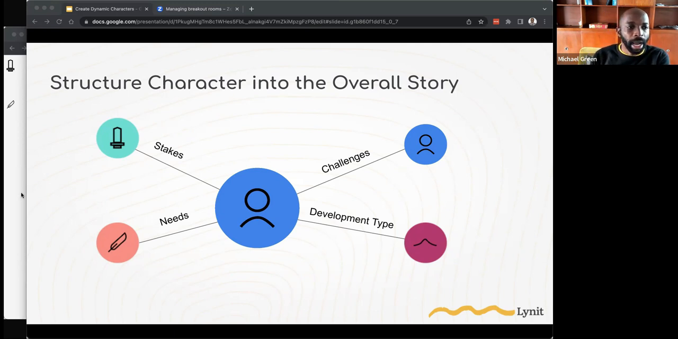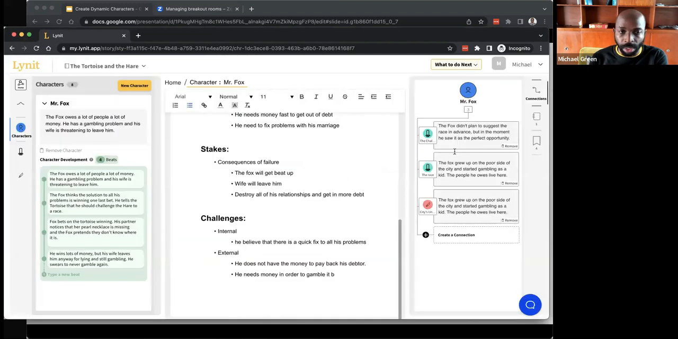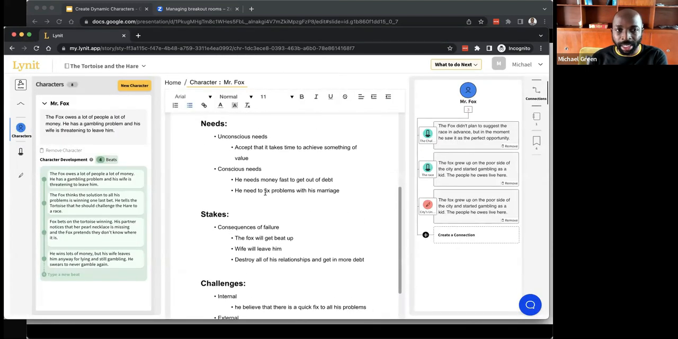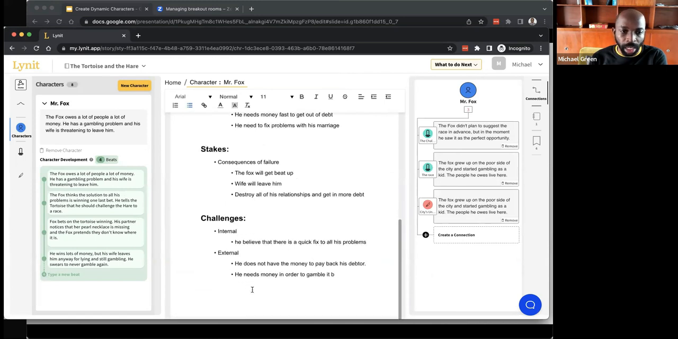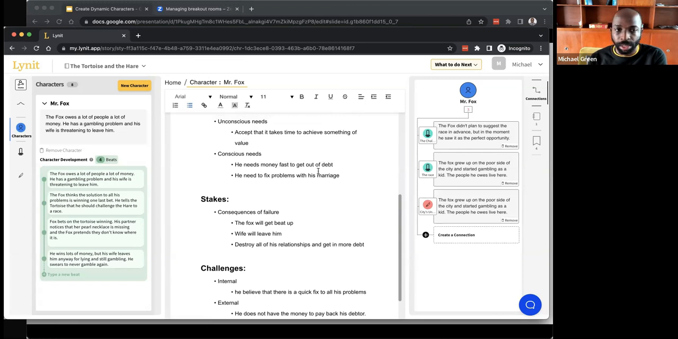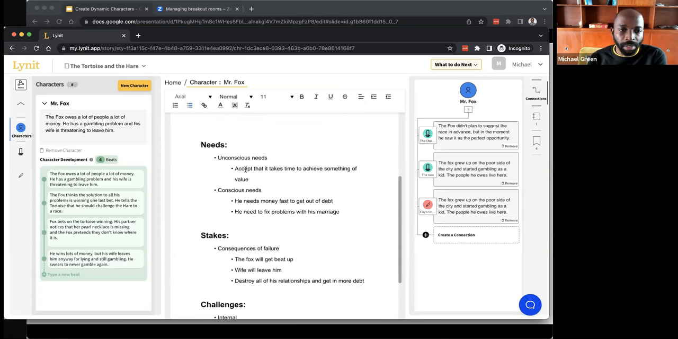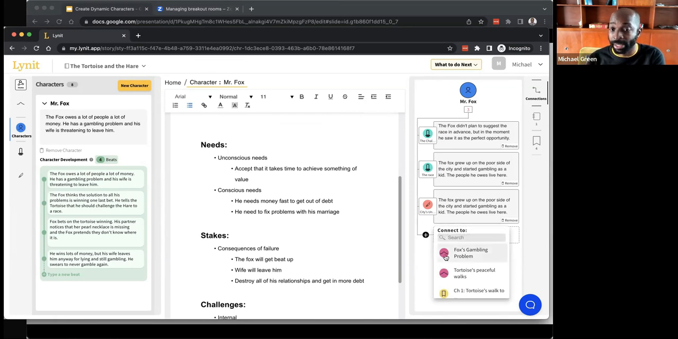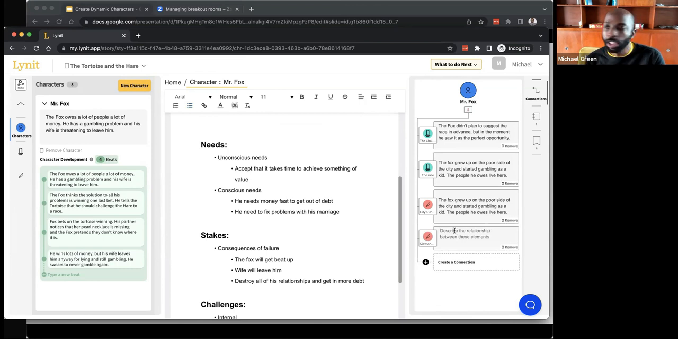So for the story of the tortoise and hare, I'm going to capture these different components of the needs, the stakes, the challenges, as part of the structure of this character, the fox. So, his needs, he needs to accept that it takes time to achieve something of value. In this story of the tortoise and the hare, the main theme is slow and steady wins the race. And so it's really his need that he needs to learn that lesson, similar to the hare, who needs to learn that slow and steady wins the race. So this is really his need, and we can structure him in connection to that, right?